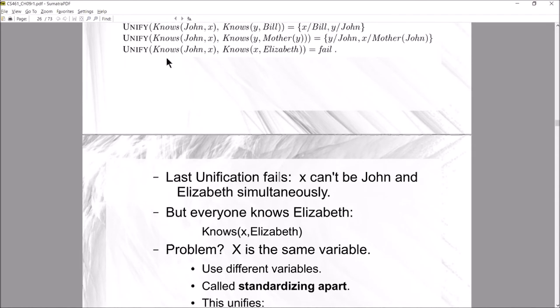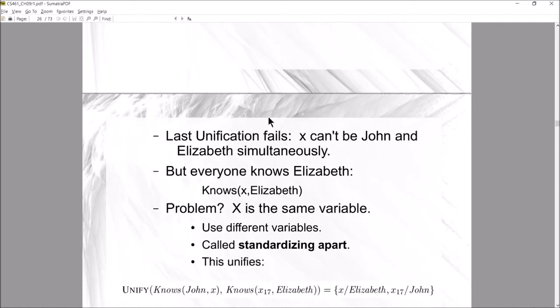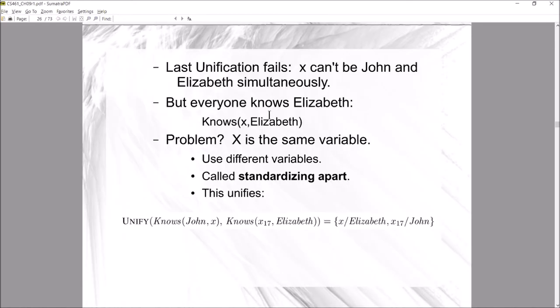So for this sentence P, John, comma, X. Sentence Q, Y, comma, Elizabeth, right? So there's a term for that, and that's called standardizing apart. So if you take a look at this unify sentence here, we say, all right, well, knows John X and knows X sub 17. That's just the new name for the variable, okay? I'm stealing from the text. They called it X sub 17, so there you go.